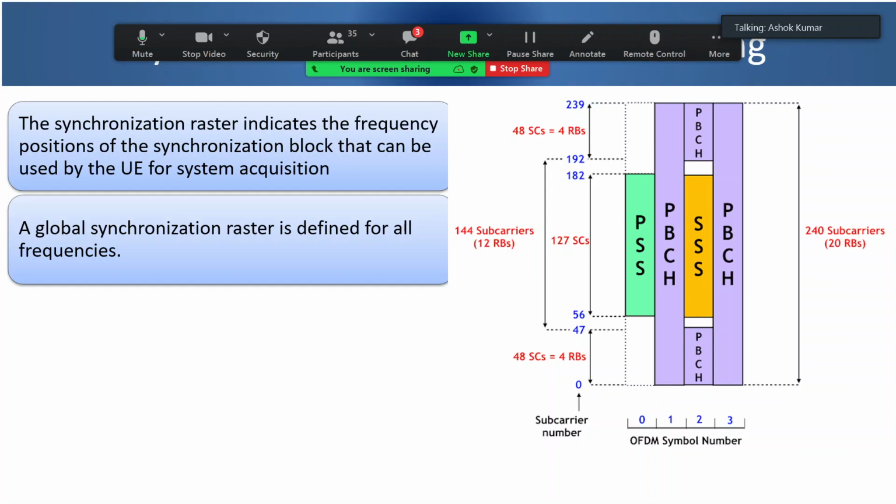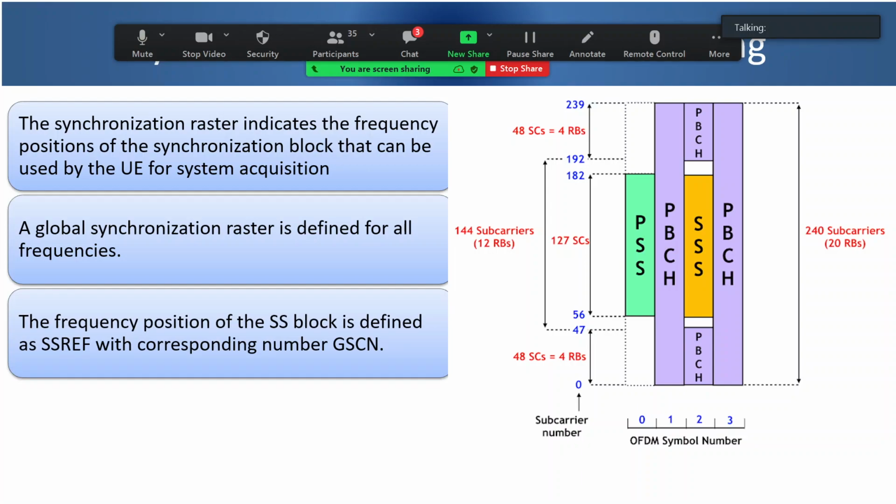For all frequency bands, this channel number, the GSCN, global synchronization channel number, is defined. So you can calculate those synchronization rasters corresponding to each number, right? Those are already defined. Your device will know in advance the channel raster or GSCN number for the band it is supporting. It is already programmed in your devices. And the frequency which corresponds to a GSCN number is called SSREF.